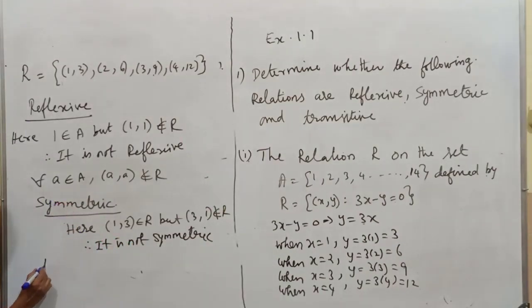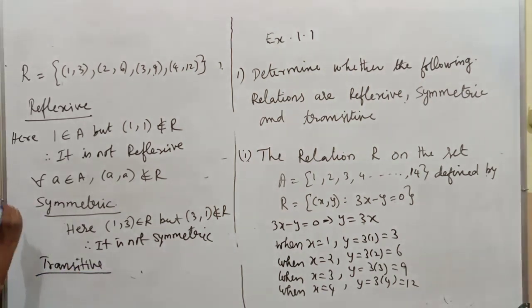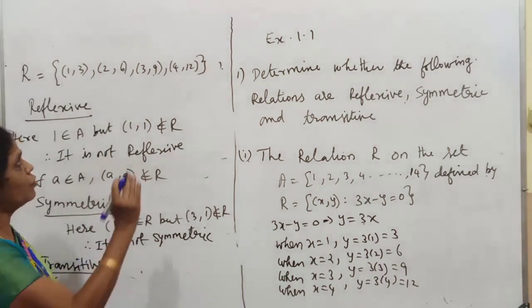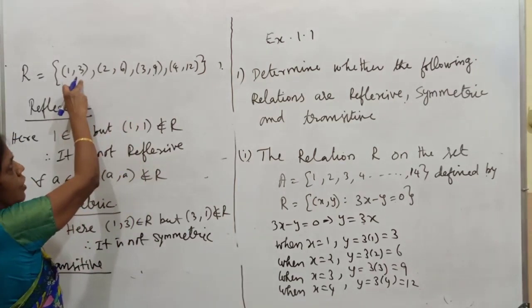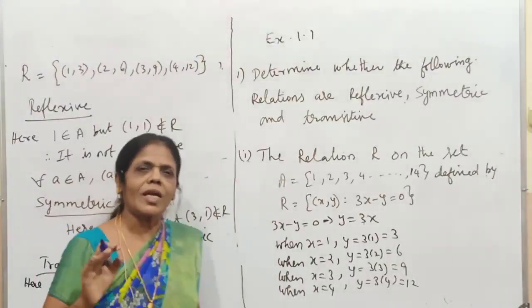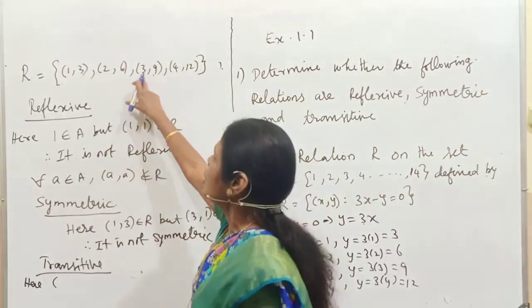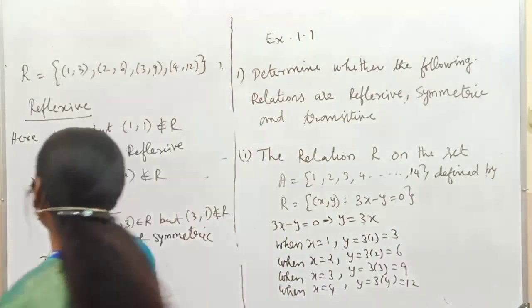Now listen, transitive. Whenever transitive comes, what will you do? Here 1 comma 3. It ends with 3. You have to check whether any ordered pair is starting with 3. You see that here it starts with 3. So now we are going for checking.